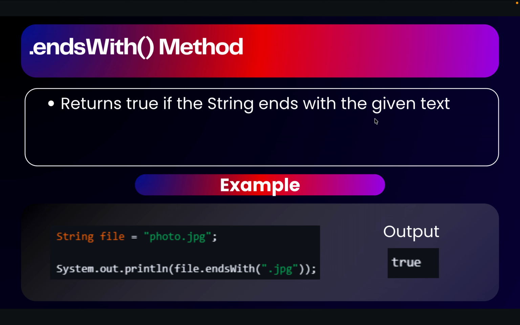Similarly to the starts with method, you have the ends with method, and that's just allowing you to check the end of a string for a specific text. Again, the same rules apply as with starts with, except it's going to search to see if it ends with a certain string.